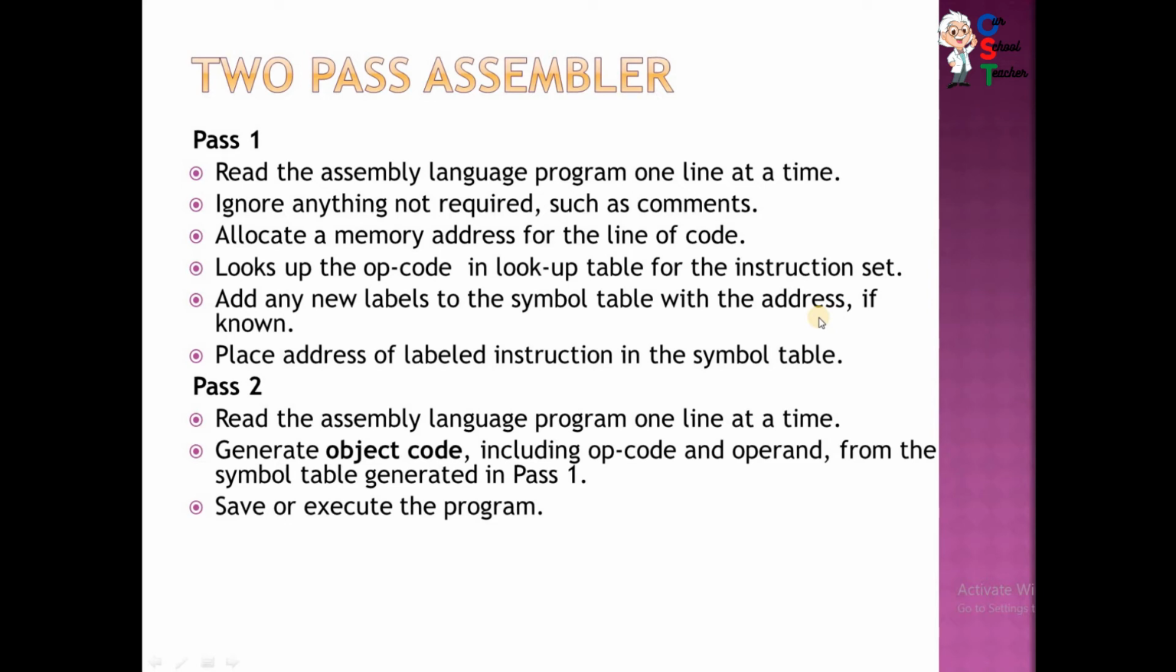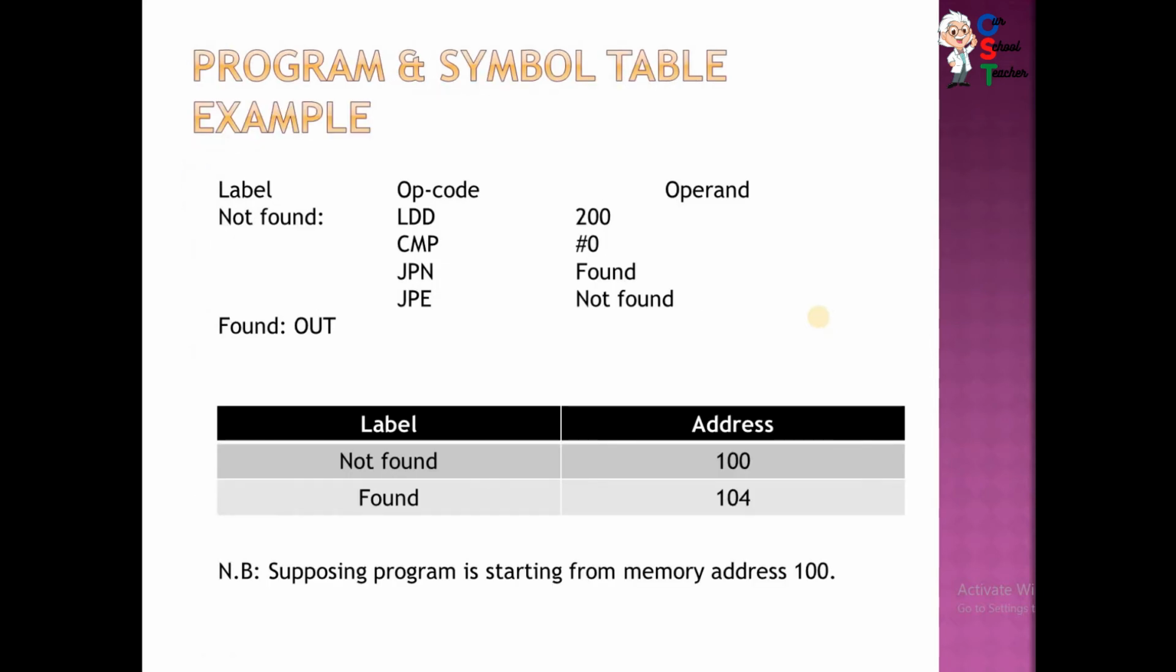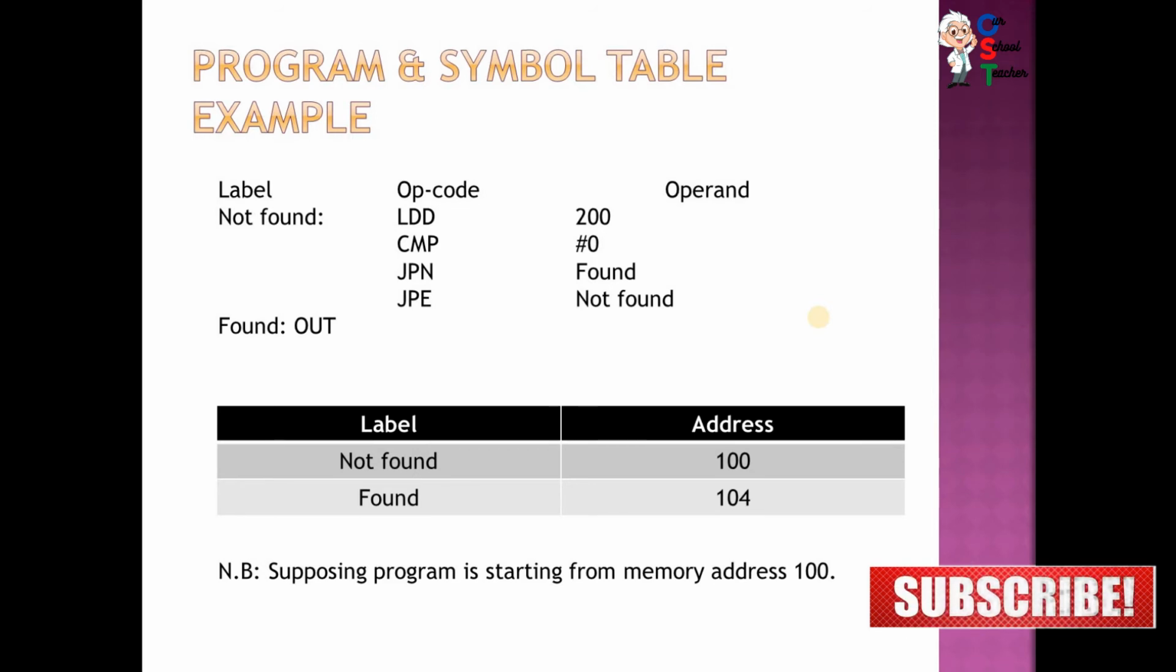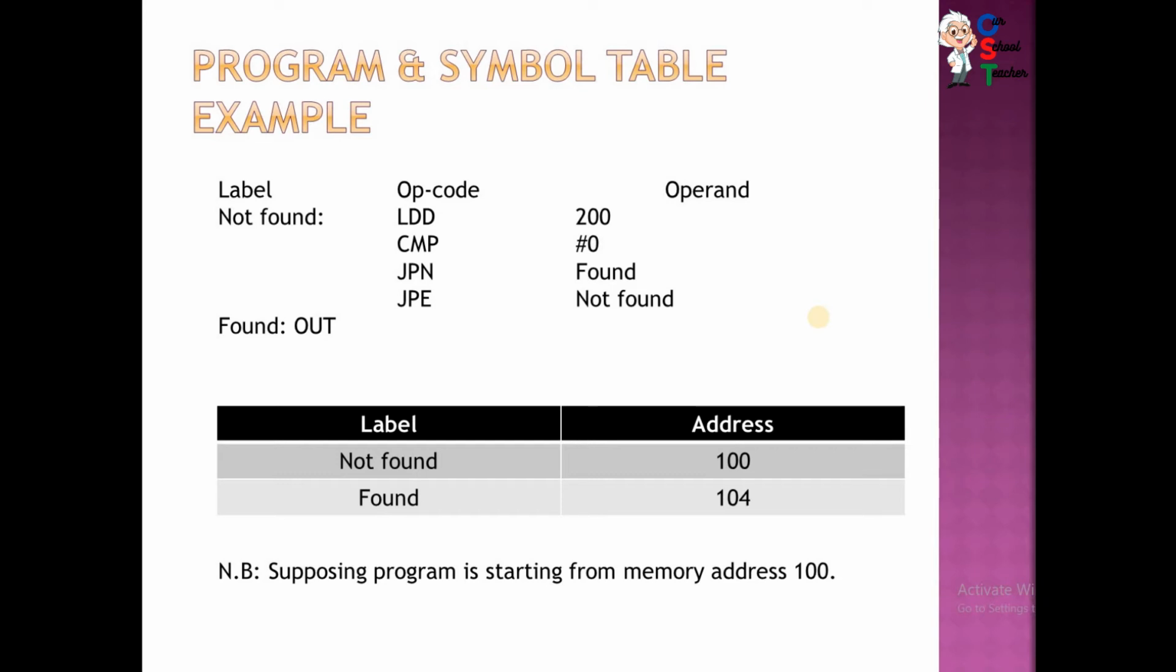Let's see an example of a program and symbol table, how it is done. You can see this is a simple program in which four mnemonics have been used, and with these mnemonics two labels have also been used. So what are those labels? The first label is being used to transfer control to a memory location where the LDD command is written, and the second label is being used to give output. Let's try to understand this program.